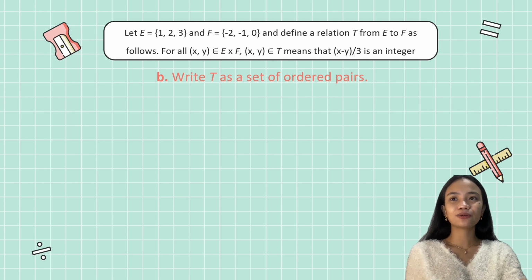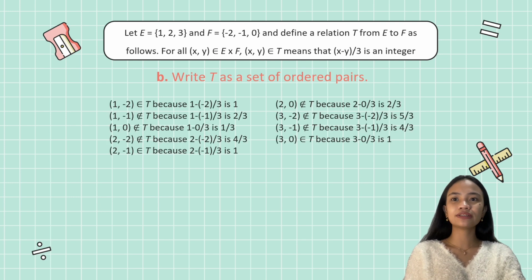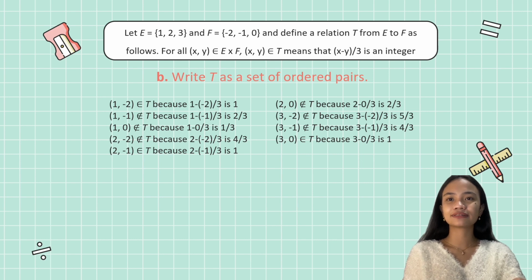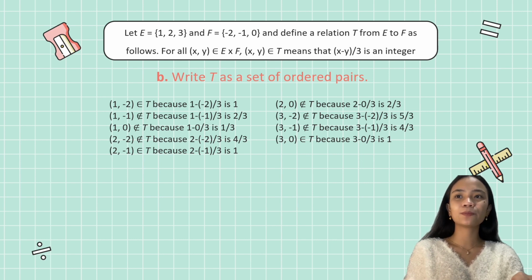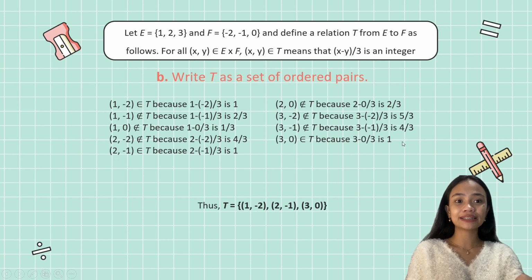For the second question, write relation T as a set of ordered pairs. So again, we're going to use yung nasagot natin kanina sa first question. So ito yun. Dahil yung mga elements ng relation T is yung 1, -2, 2, -1, and 3, 0. Bale, yan yung set of ordered pairs ng relation T.